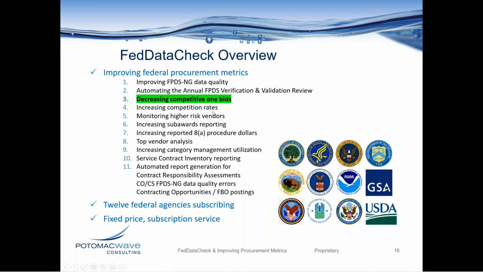Our area of focus is procurement metrics. We looked at one today with FPDS NG data quality. Another area we get involved with, all of these. One of them is decreasing competitive one bids. That's an area that also can be impacted by people not coding things optimally in FPDS NG.